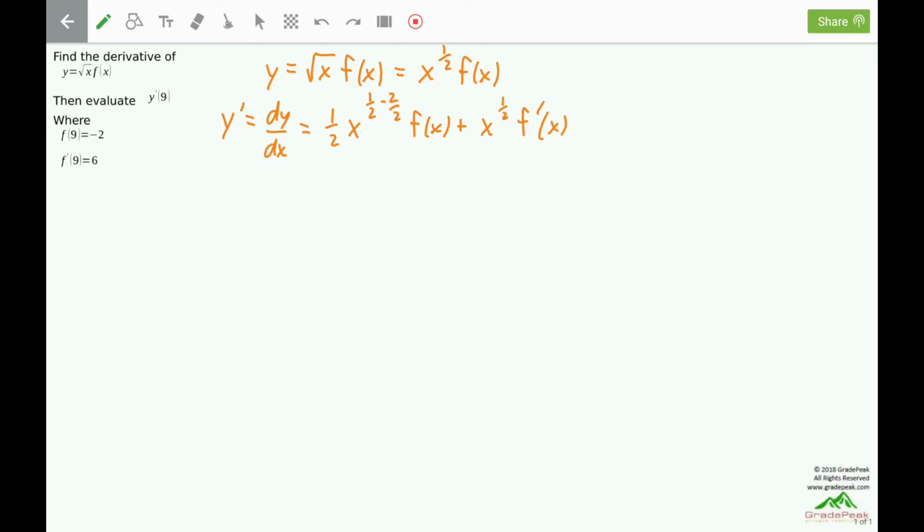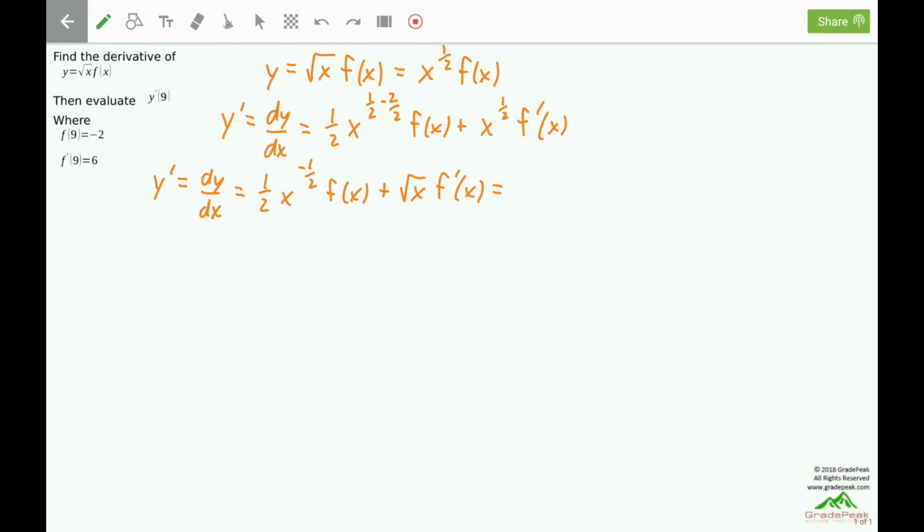Let's simplify this result a little bit before we plug anything into it. So y prime, or dy dx, will equal 1/2 x raised to the 1 minus 2, which is negative 1 over 2, f of x, plus x to the 1/2, which is x to the first power second root, square root of x, and then f prime of x.